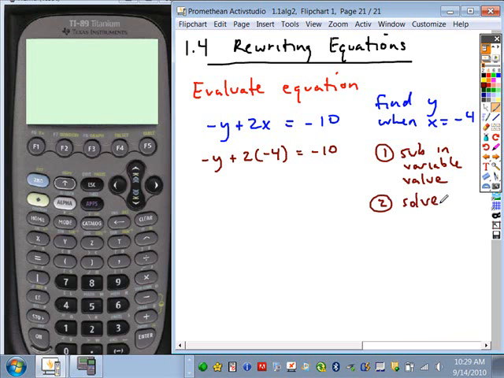If we're going to solve this, we can multiply through. We have 2 times a negative 4 gives you a negative 8. Add 8 to both sides, and you get negative y is equal to negative 2. The final step would be to divide or multiply both sides by negative 1, cancel those, and you get your solution, y is equal to 2. So there's how to solve it manually.